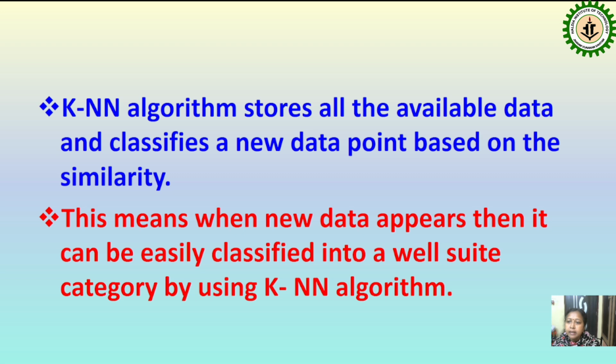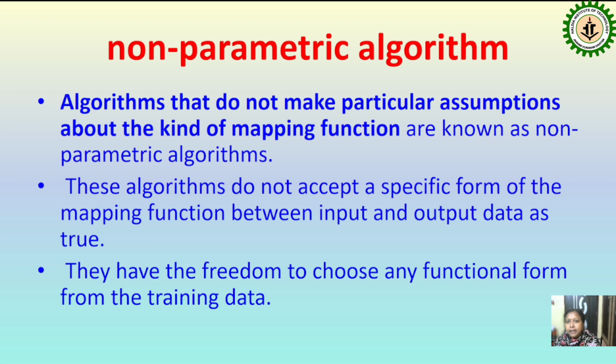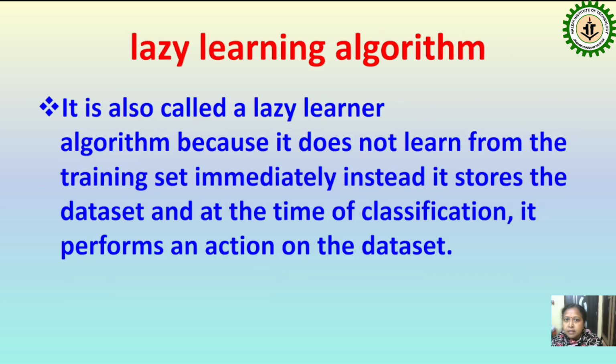This means whenever new data appears, it can be easily classified into a well-suited category by using the kNN algorithm. The kNN algorithm can be used for regression as well as for classification, but mostly it is used for classification problems. kNN is a non-parametric algorithm, that means it does not make any assumptions about the underlying data. Algorithms that do not make particular assumptions about the kind of the function are known as non-parametric algorithms.